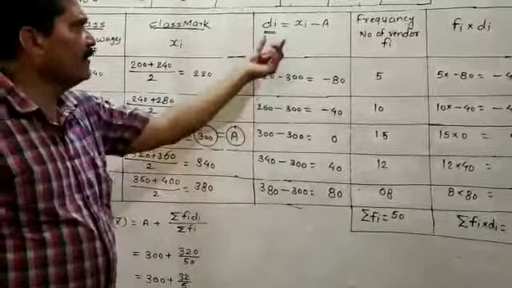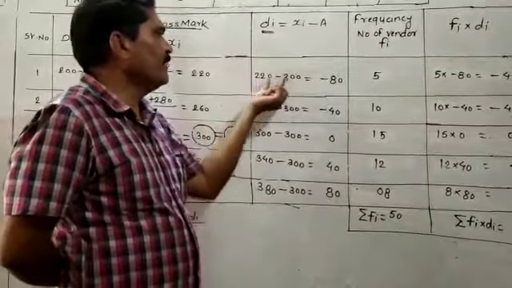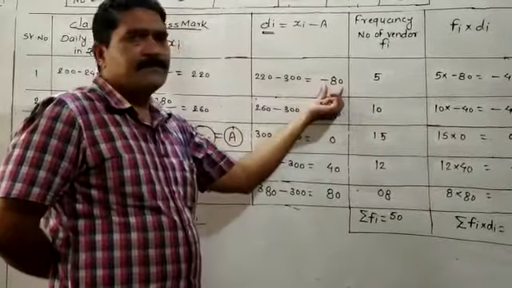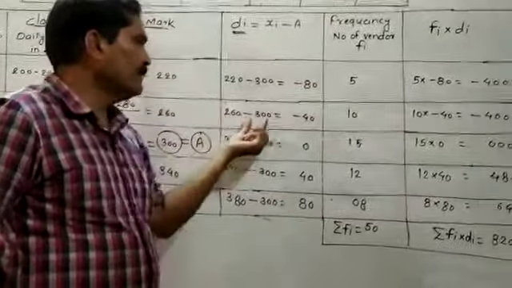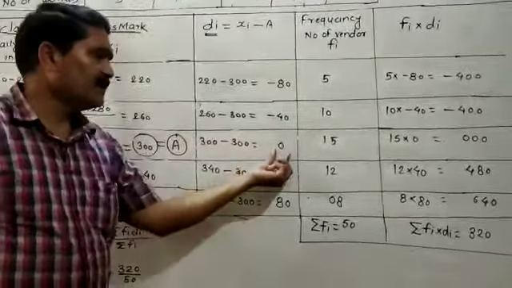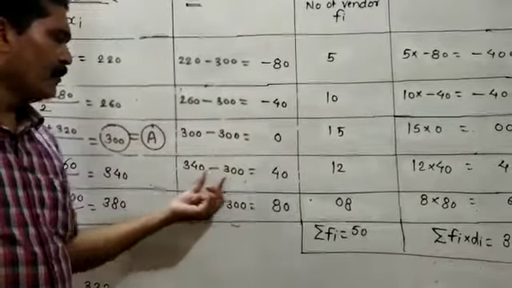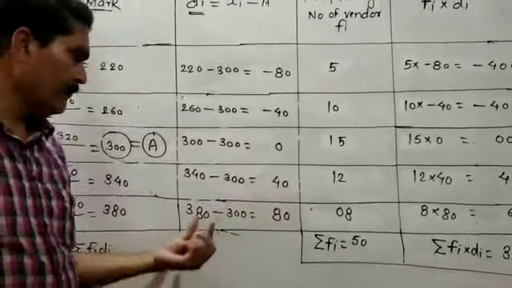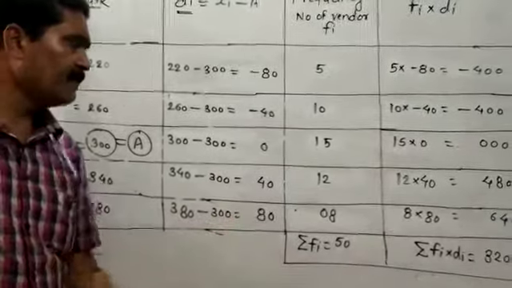And you have to find out the di. di is equal to 220 minus 300, answer will come minus 80. 260 minus 300, answer will come minus 40. 300 minus 300, answer will come 0. 340 minus 300 is equal to 40. And 380 minus 300 is equal to 80.